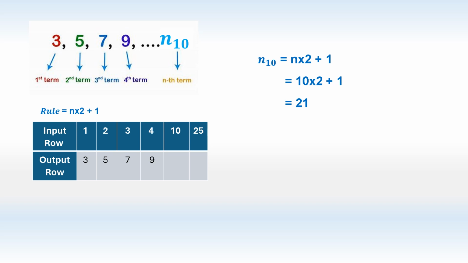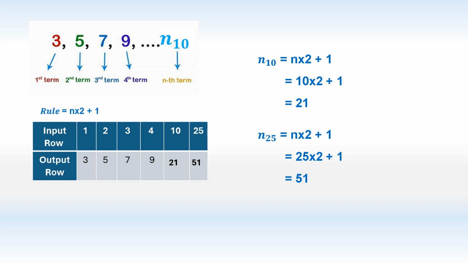Now let's put it in our table. We added 21. We found our answer. Now we're going to look for the 25th term. We're going to say n times 2 plus 1, which is 25 times 2 plus 1, which is 51. We're going to take that answer and we're going to put it in our table.